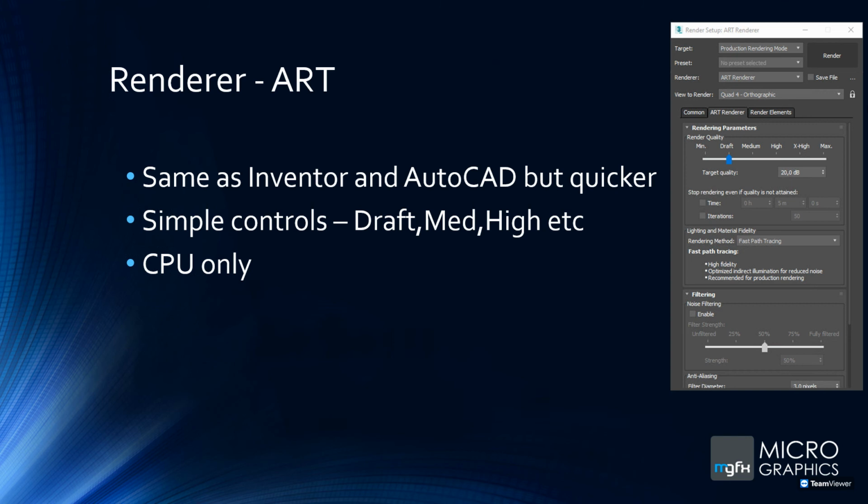Okay, so with this as well, take a look at the renderers. The Art renderer, the Autodesk Raytracer renderer, is the same as in Inventor and AutoCAD, but it is quicker, and it also has very simple controls. You can see over there it only has 3 tabs: common, Art render, and render elements. This is only CPU, and it works on time: draft, medium, high, or you can set a time over there as well. So you can say render for 30 minutes, render for 40 minutes. If you've tried to render in Inventor, you'll know how this works. It starts all blurry and then gets better and better over time.